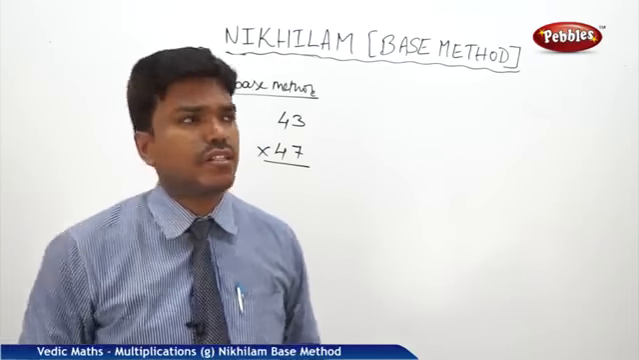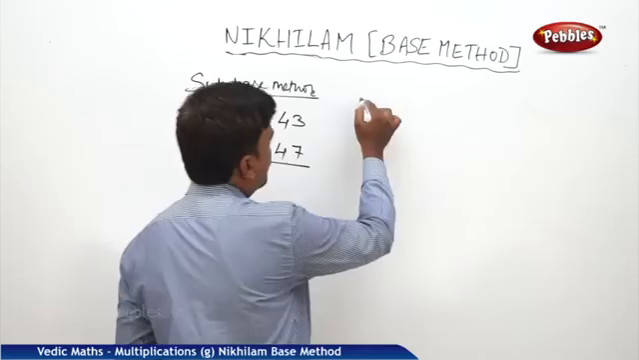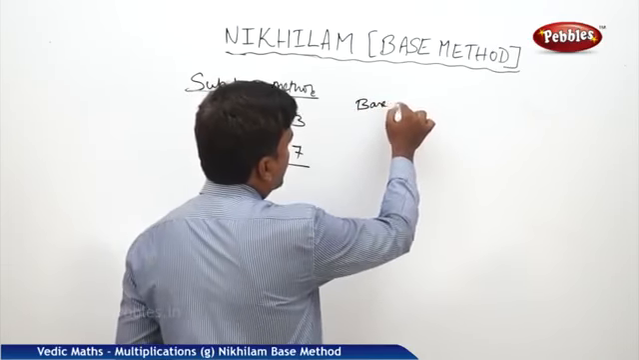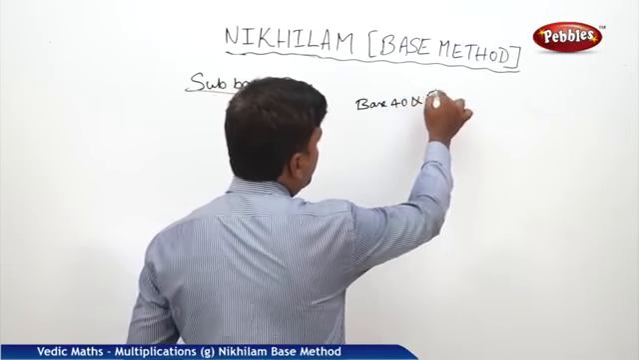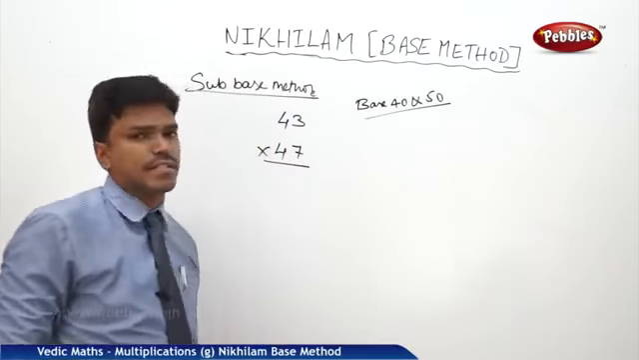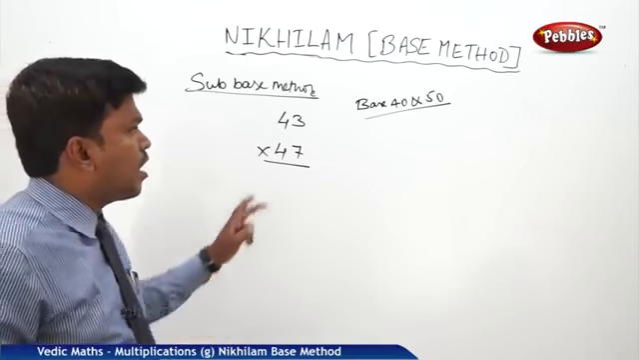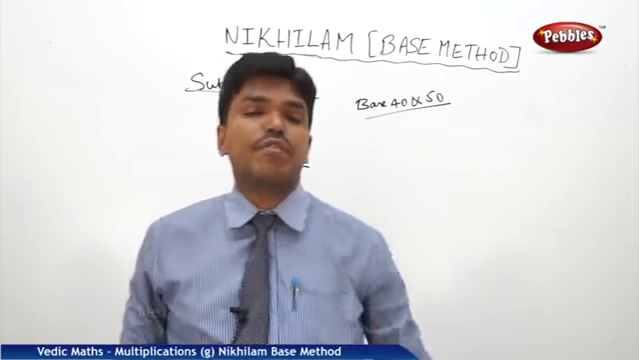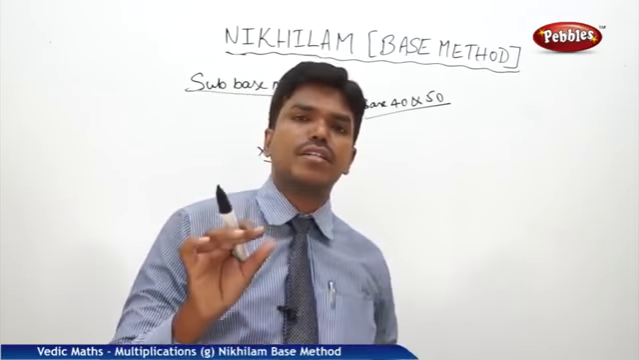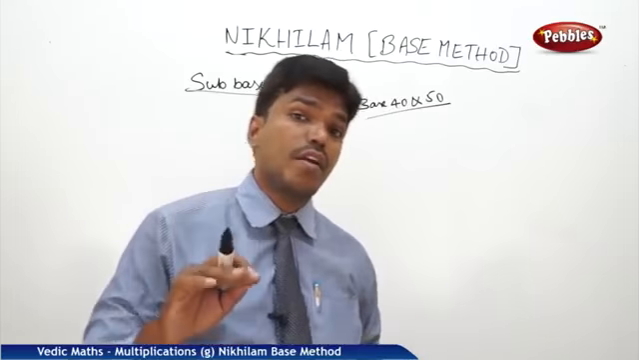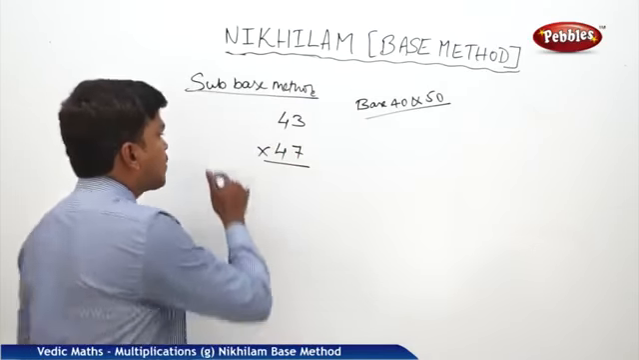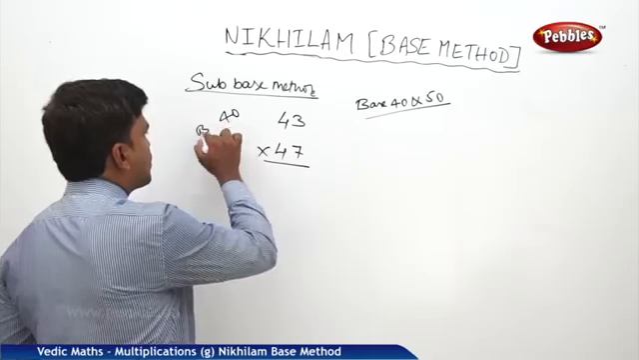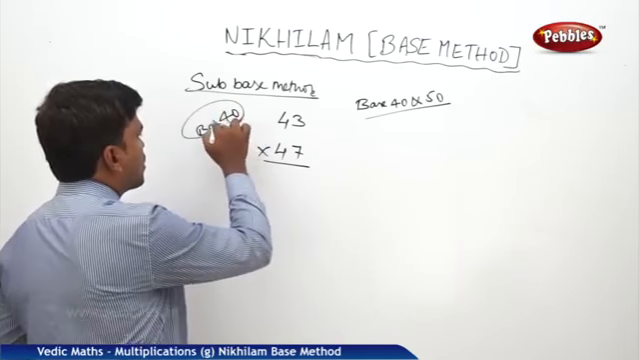One is base 50 and base 40. I can take two bases. Okay, either of the bases you can take, either base 40 or base 50, it doesn't matter, you are going to get the same answers. Now let us try with both the bases first. Now I will try first with 40 as base.